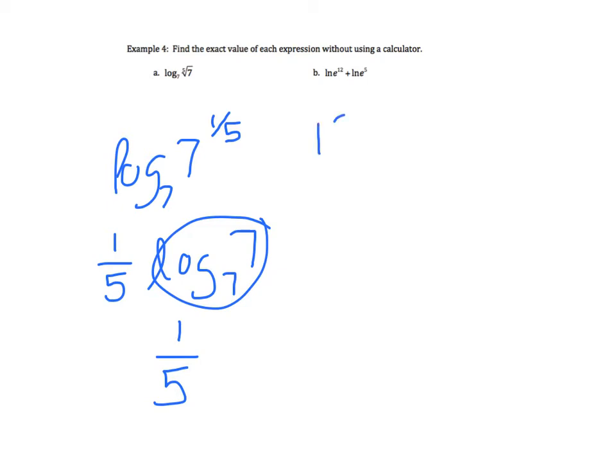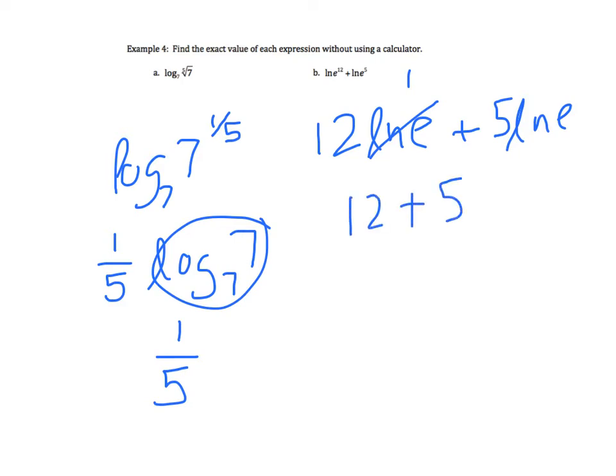then you would just take and you would turn your power into multiplication. So I get 12 ln e plus 5 ln e, and then ln e cancels out because e raised to the first power is e, and so this all becomes 1, so I just get 12 plus 5, which gets me my 17. There are a number of ways to do this. Whichever way you feel most comfortable with is fine by me.